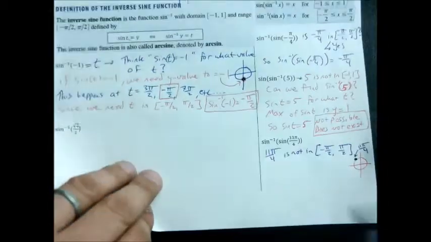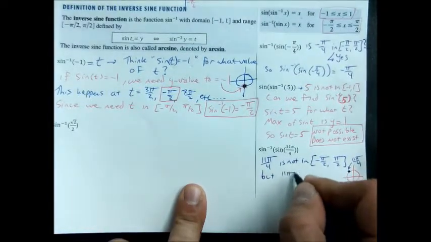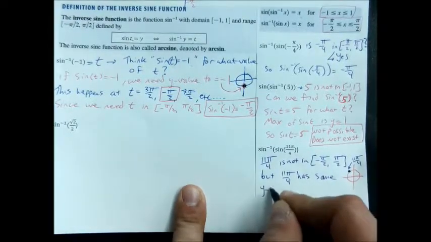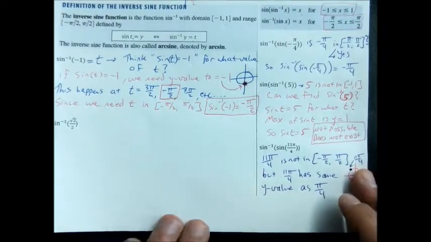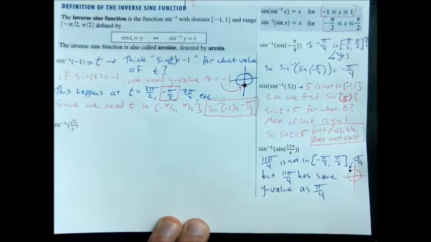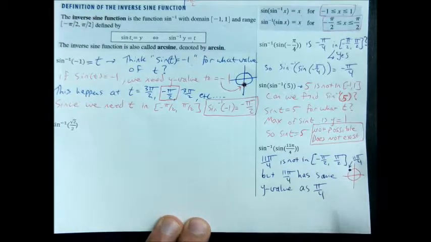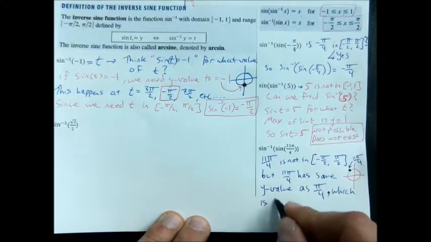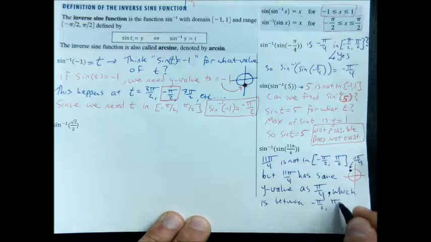And so let me write that down. So 11 pi over 4 doesn't work, but 11 pi over 4 has the same y value as pi over 4. And pi over 4 is in the correct interval, which is between minus pi over 2 and pi over 2.